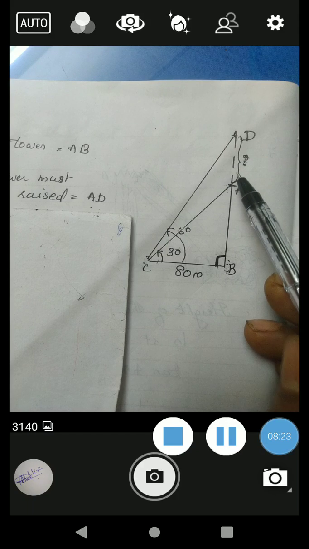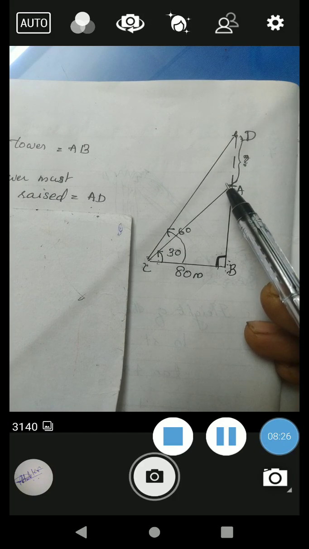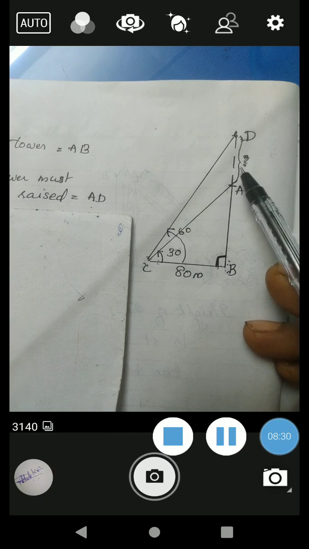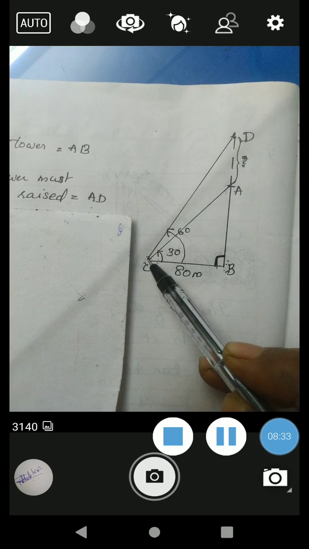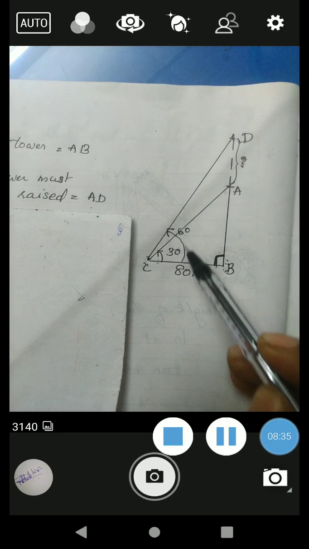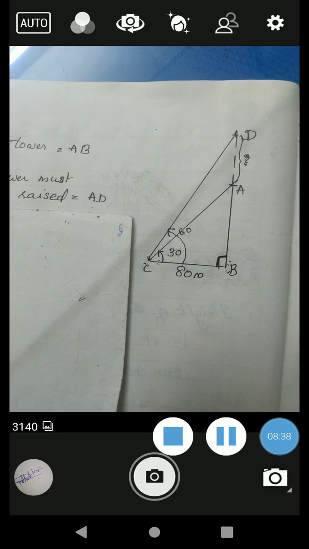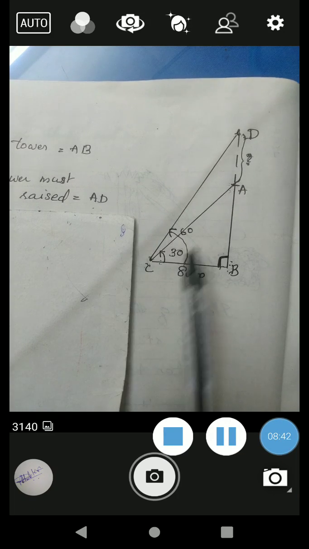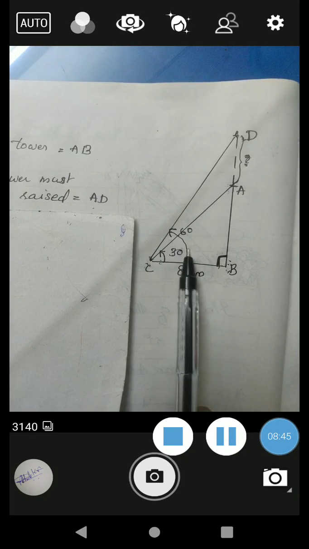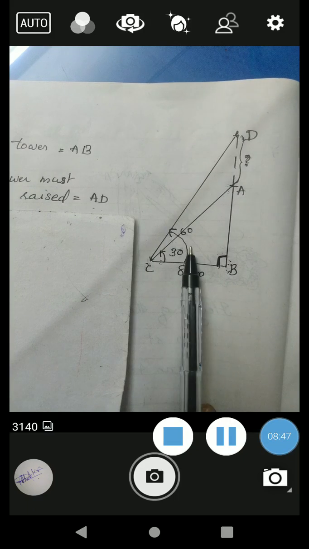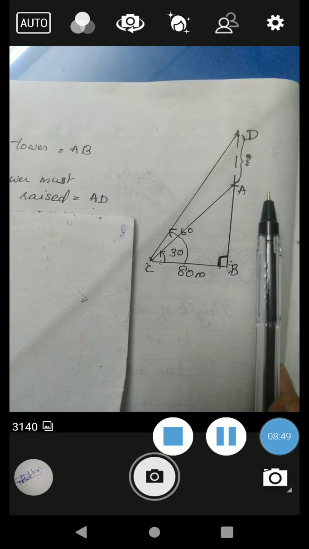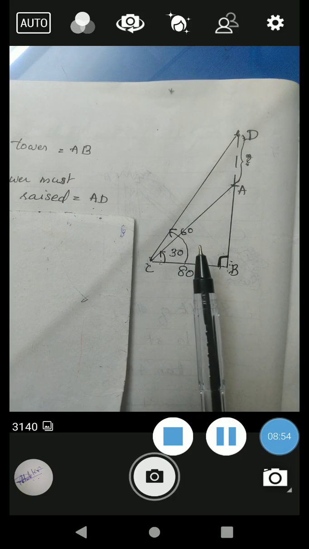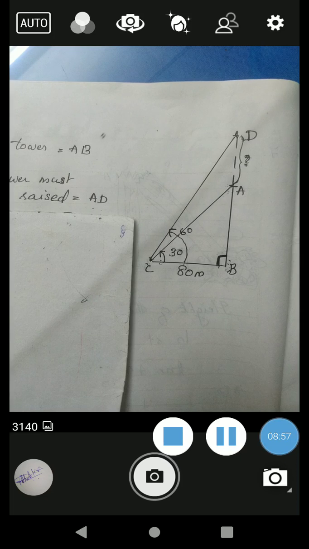How much higher must the tower be raised so that its angle of elevation at the same point may be 60 degrees? Same point here, 60 degree. This is the question. Read the question once again and you will understand. And after reading, you have to draw a figure like this. If you draw the figure correctly, you will get 1 mark for that figure. And if you write the trigonometrical ratio correctly, you will get 1 more mark, 2 marks there.